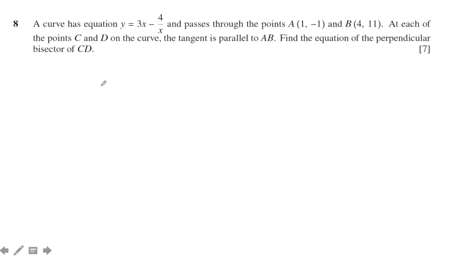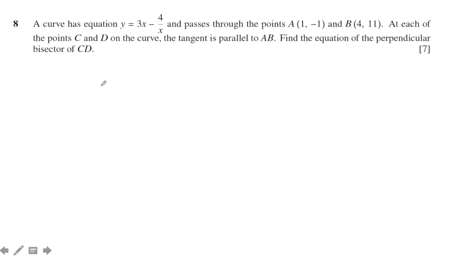The question is about geometry. A curve has the equation y equals 3x minus 4 over x and passes through the points A and B. At each of the points A, C, and D on the curve, the tangent is parallel to AB. Find the equation of the perpendicular bisector of CD.